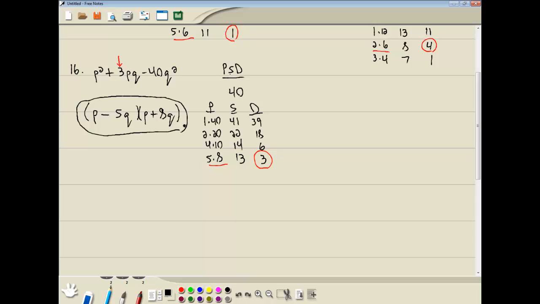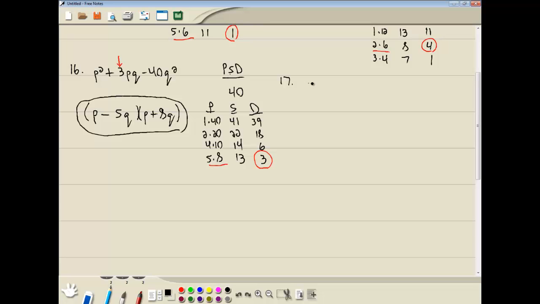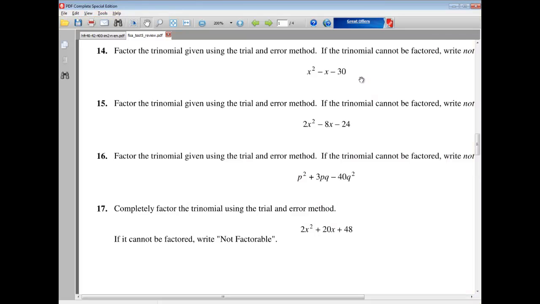Okay, let's look at 17. We got 2x squared plus 20x plus 48.